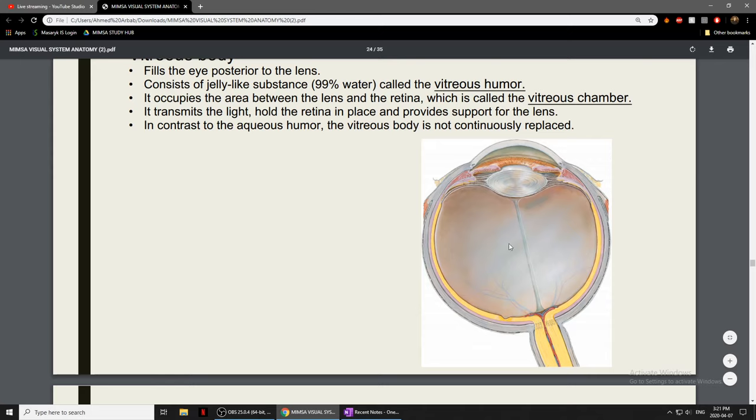Now, unlike the anterior chamber, the vitreous body is actually static, so it does not change. The aqueous humor anteriorly does change. It is produced, it floats around, and it is drained. So it's dynamic; it cycles in and out from production to drainage. The vitreous body, on the other hand, is static. It remains in the same place, and it is actually stuck in places such as the fovea centralis, the optic nerve, and the ora serrata. It's bound in those areas.